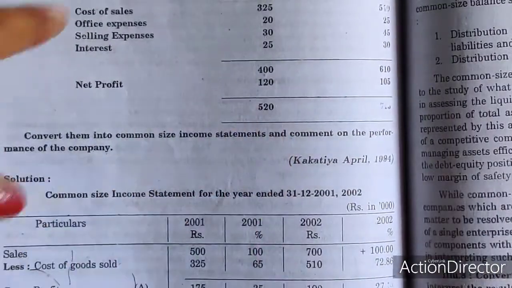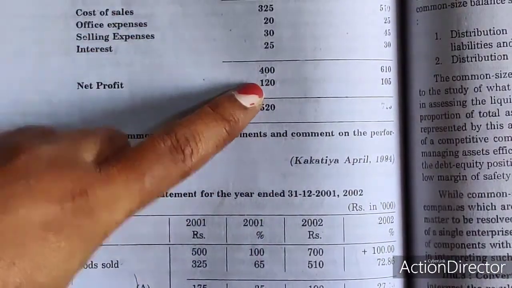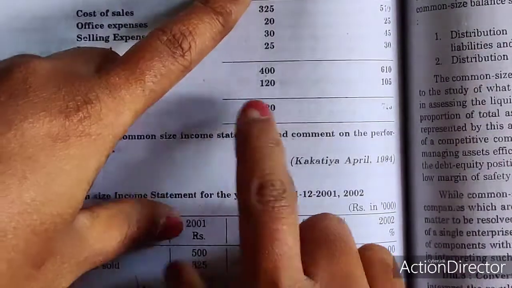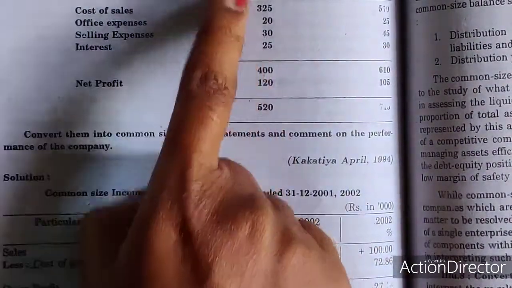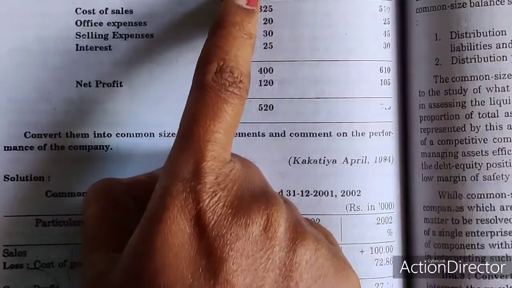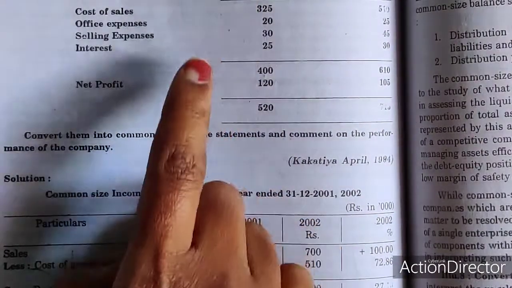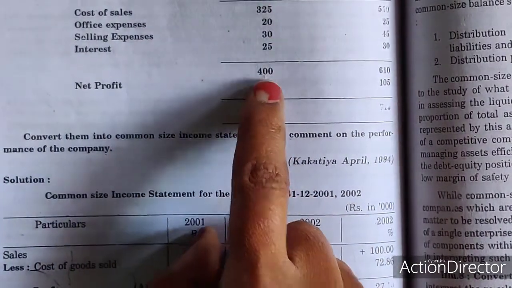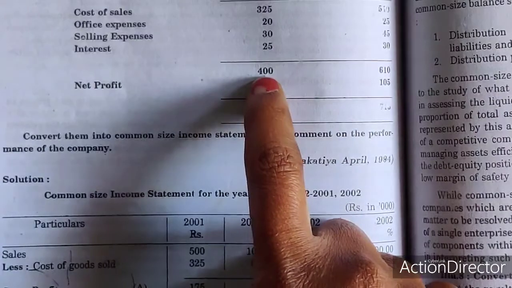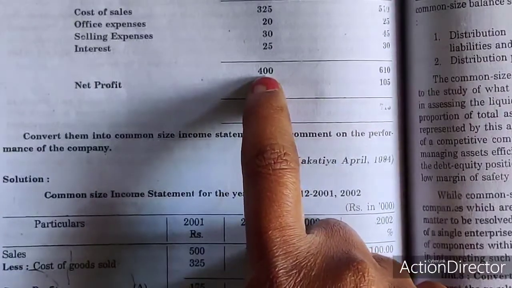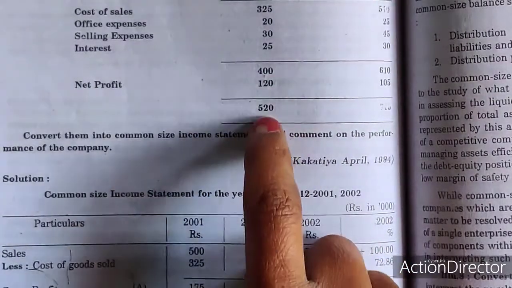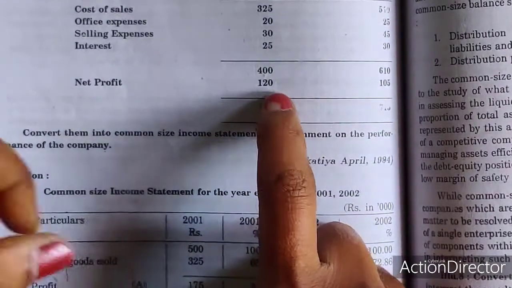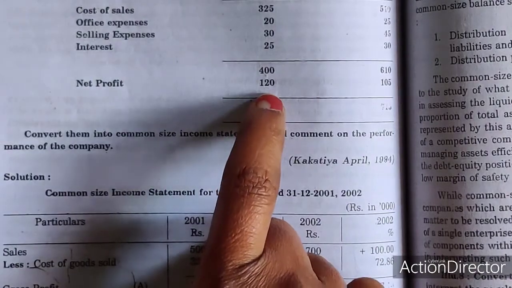Net profit, how we got this net profit: here we have to realize the same amount as here. So this is the credit side amount and this is the debit side amount. On the credit side we have 520, and on the debit side we have got 400. So in order to balance 520, we need to add 120. So this amount we call net profit.